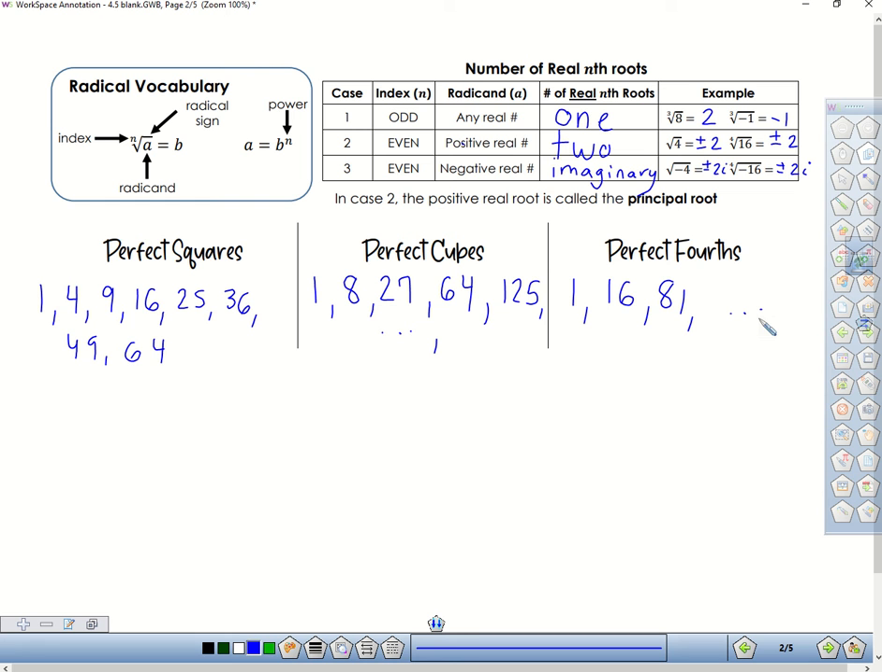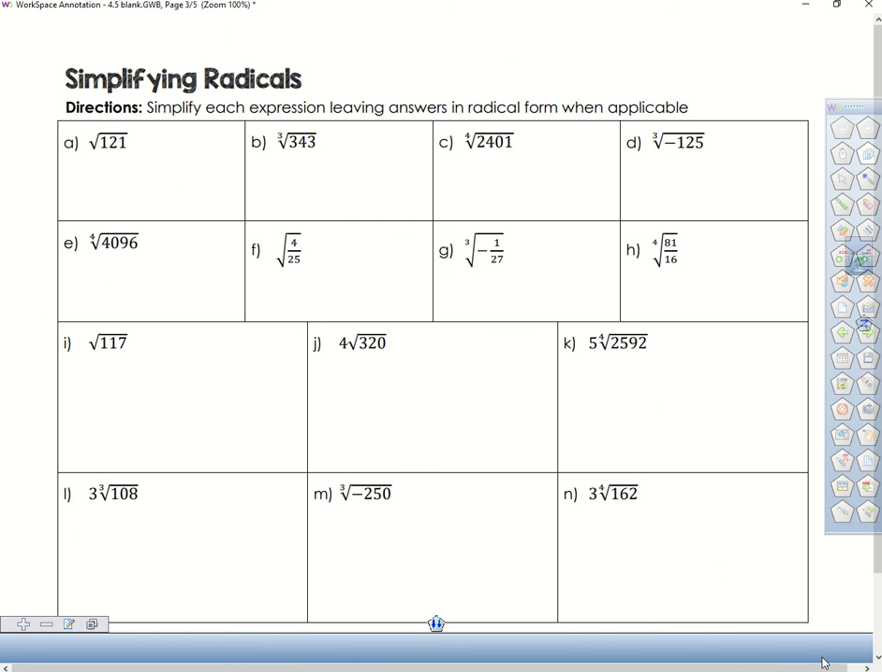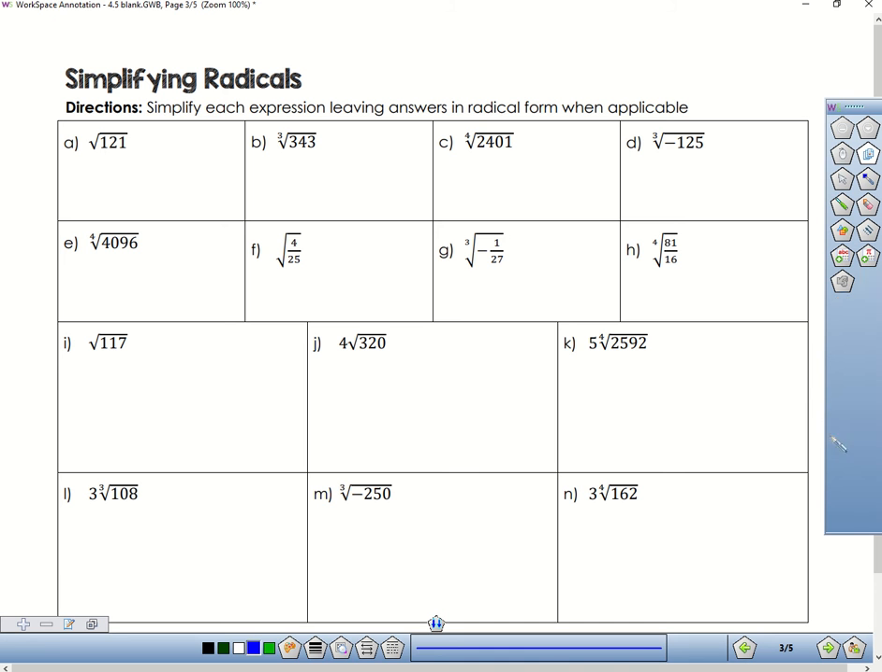You guys get the idea of what we're doing here? So those are perfect squares, perfect cubes, and perfect fourths. Those are the most common scenarios that you're going to see come up. These are the main 3. But there's also, you can do a 5th root and a 6th root and so on. But those are the most common. So let's go ahead and move into the next slide, which talks about simplifying radicals.